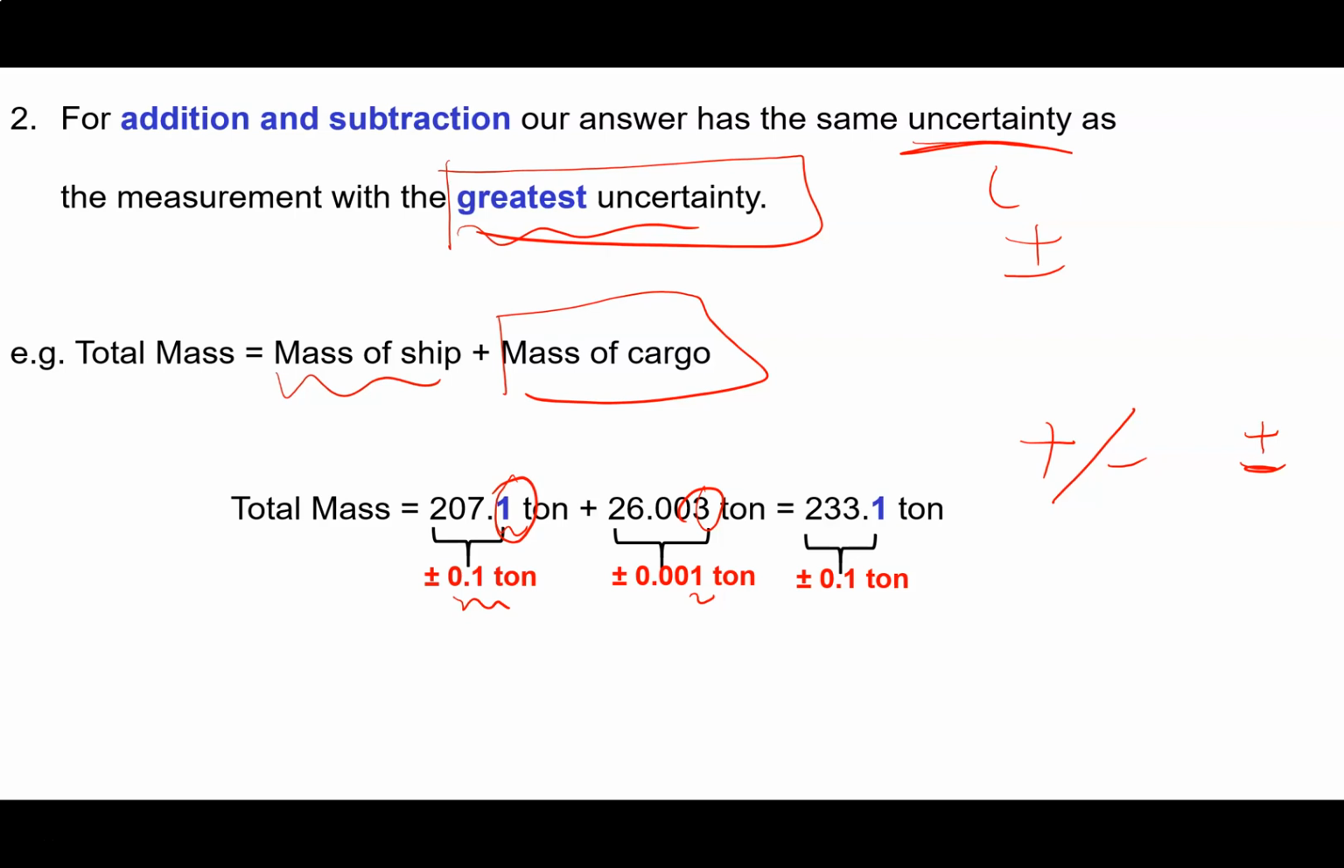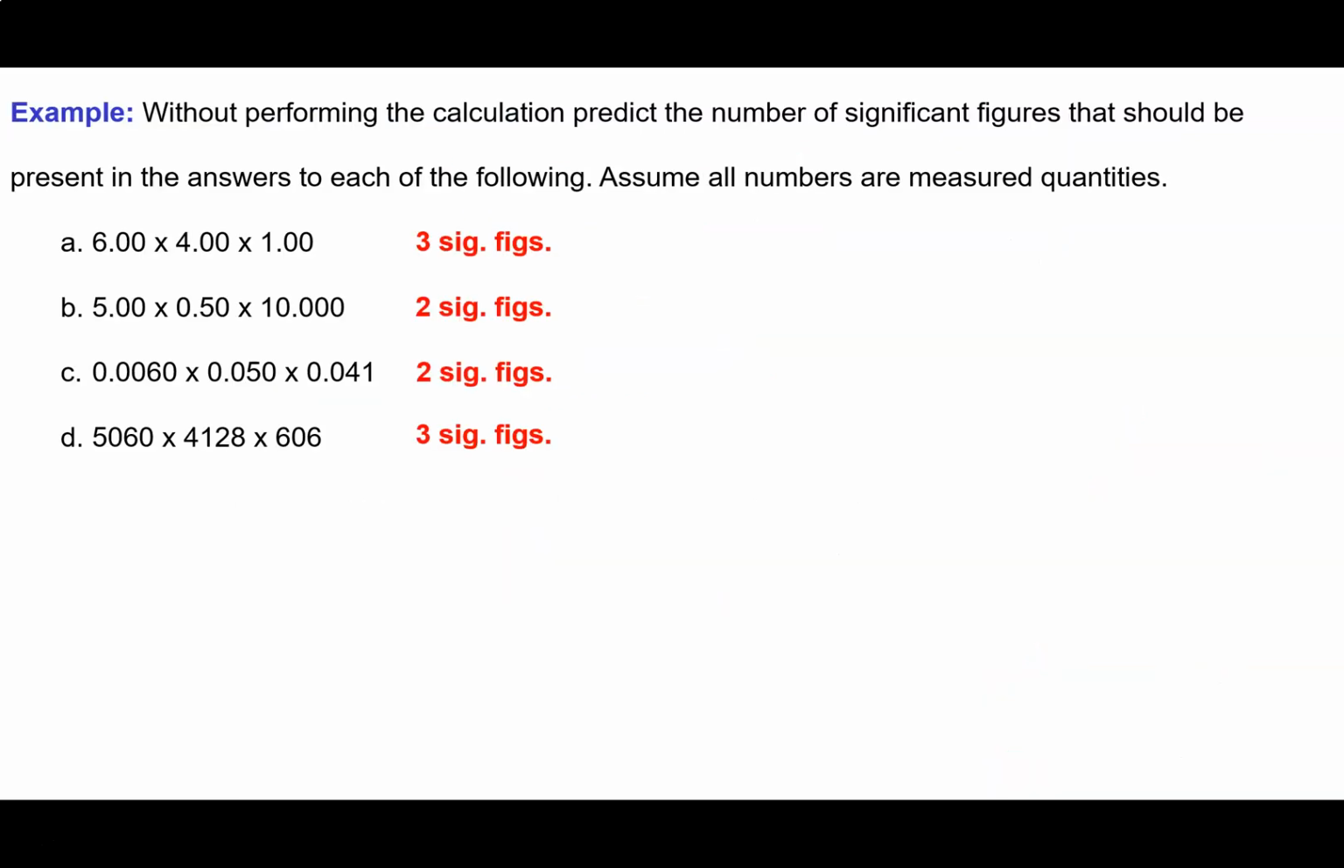So that's really it. For multiplying and dividing, you go with the least sig figs. When you're adding or subtracting, you go with the greatest uncertainty. And you can't confuse the two rules. If you use the wrong rule in the wrong place, you will get the wrong answer.